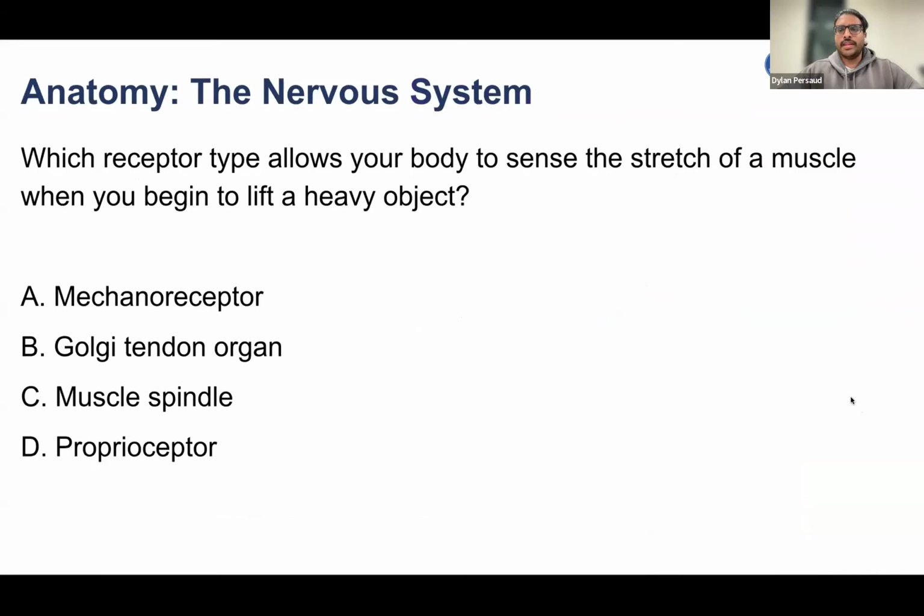Which receptor type allows your body to sense the stretch of a muscle when you begin to lift a heavy object?